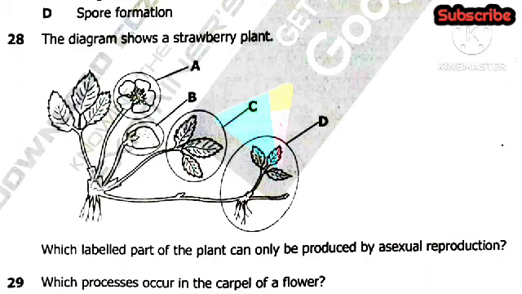Number 28. The diagram shows a strawberry plant, and we have parts A, B, C, D. Which labeled part of the plant can only be produced by asexual reproduction? When you are talking about such plants, asexual reproduction is brought about by stolons. A stolon is like a stem, this line here where D branches from. A is not branching from a stolon, B is not, C is not, D is branching from the stolon. And the answer is D.